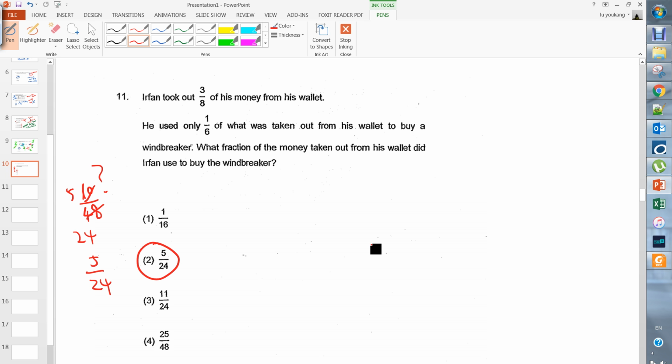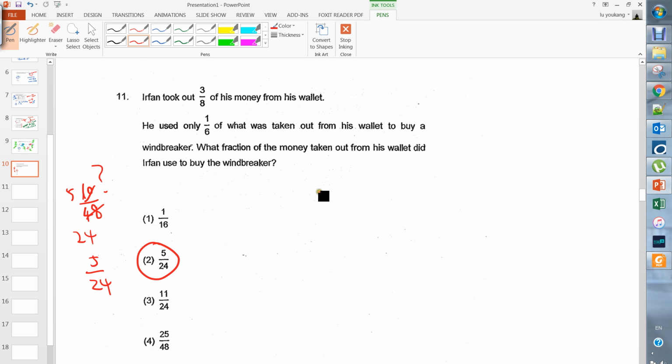Okay, so let's take a look at this. It says Irfan took out 3/8 of his money from his wallet. What did you learn last week at the end of the lesson? The method to solve questions. I talked to you about the branch, yeah, the tree diagram, right? Okay, let's start with the tree diagram.